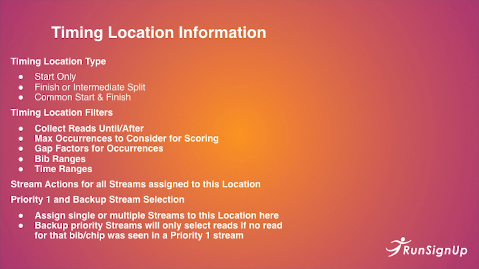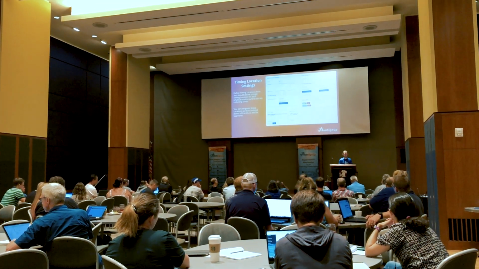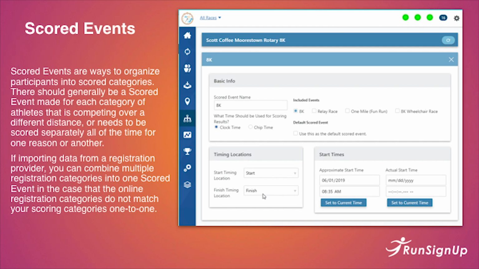So the priority 1 streams are the main source of data. And then if you have any backup systems, you could assign those backup streams here. This is basically, like I said before, the primary streams are the main source. And if I have a backup, what it's going to do is it's going to look and see, do I have a read for this participant? If I do, don't even use it. If I don't, go ahead and insert that time and use it as a scored read. So this is nice if you have a manual backup system, you're typing in bib numbers or anything like that.